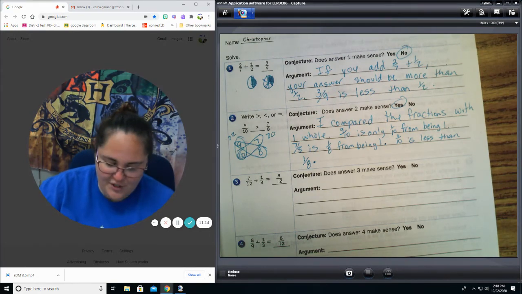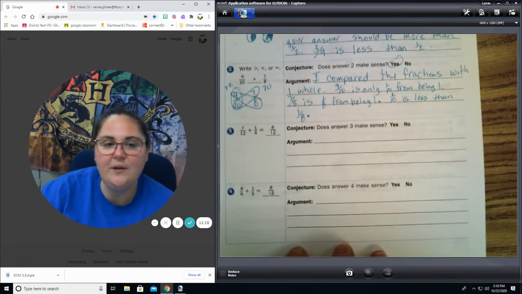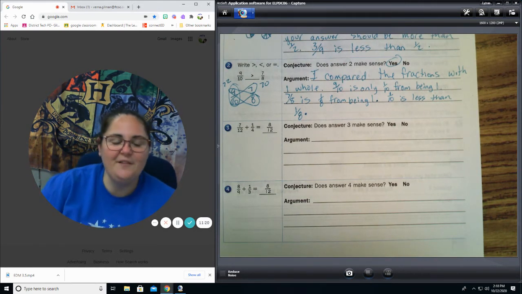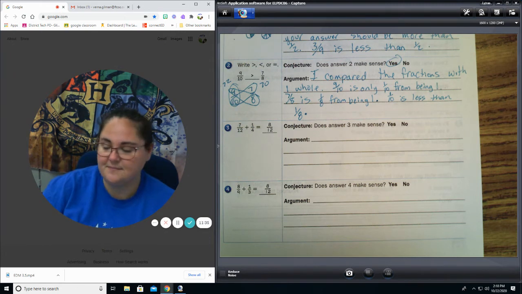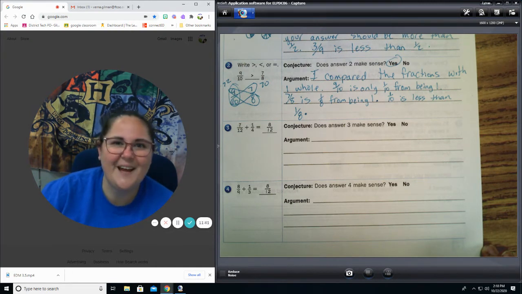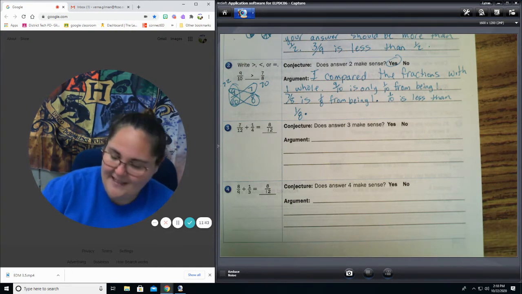All right, conjecture number 3. I want you to try this one on your own. Look at 7/12 plus 1/4 equals 8/12. Does it make sense? Yes or no? I want you to pause, do what you need to do, and try to write a reasoning before it. Go ahead and pause. Did you pause? I hope so. Here we go. Does that make sense?